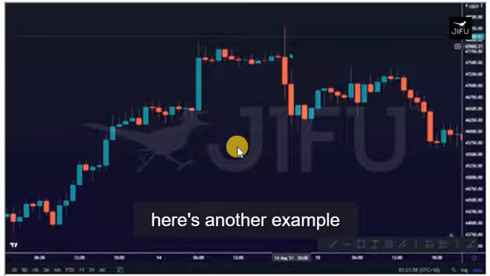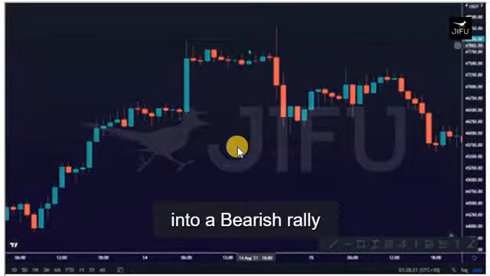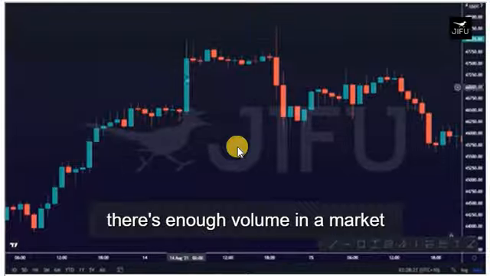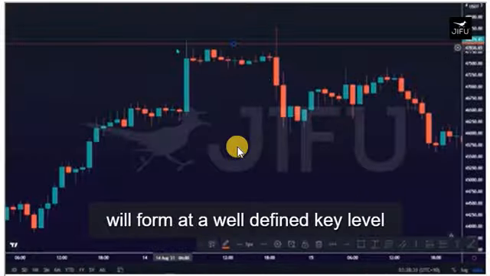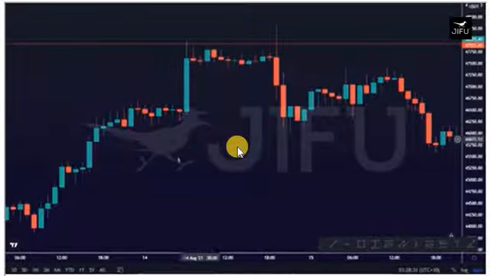Here's another example of a bearish outside bar that reversed this bullish trend into a bearish rally. Traders must ensure there's enough volume in a market and that the outside bar will form at a well-defined key level before taking it for a reversal signal.